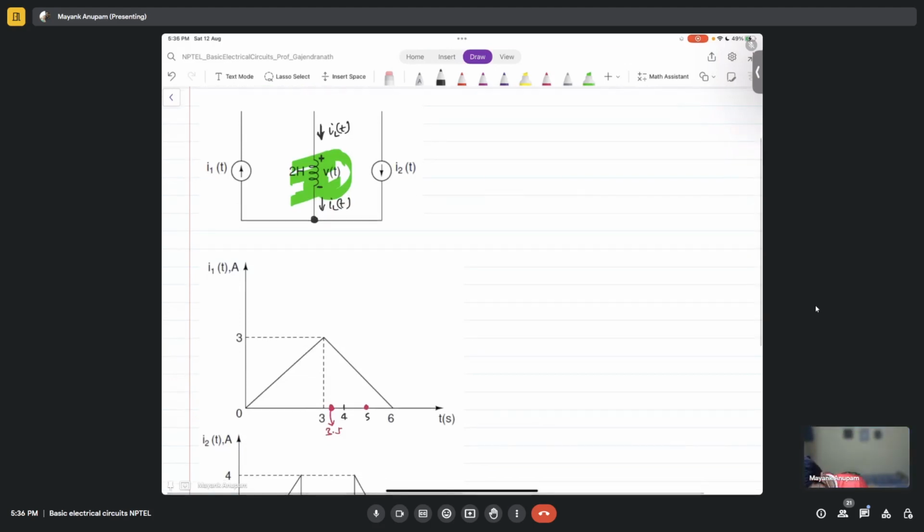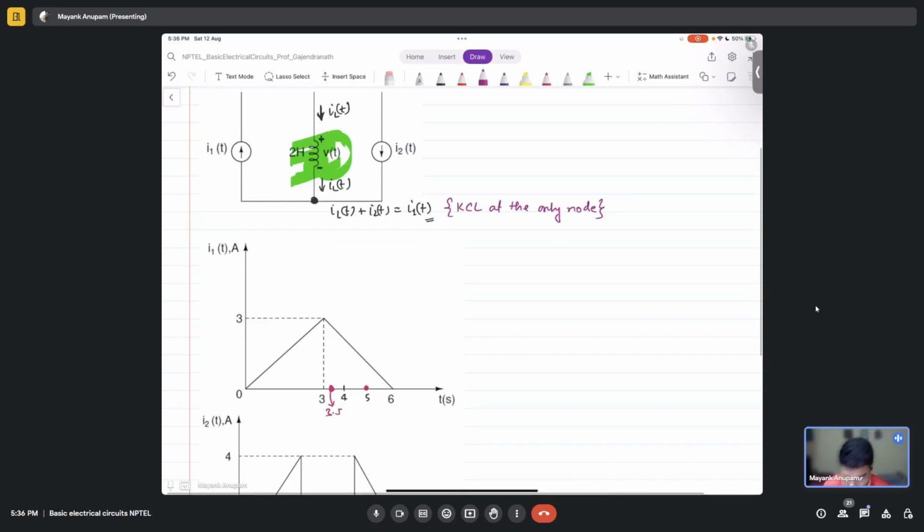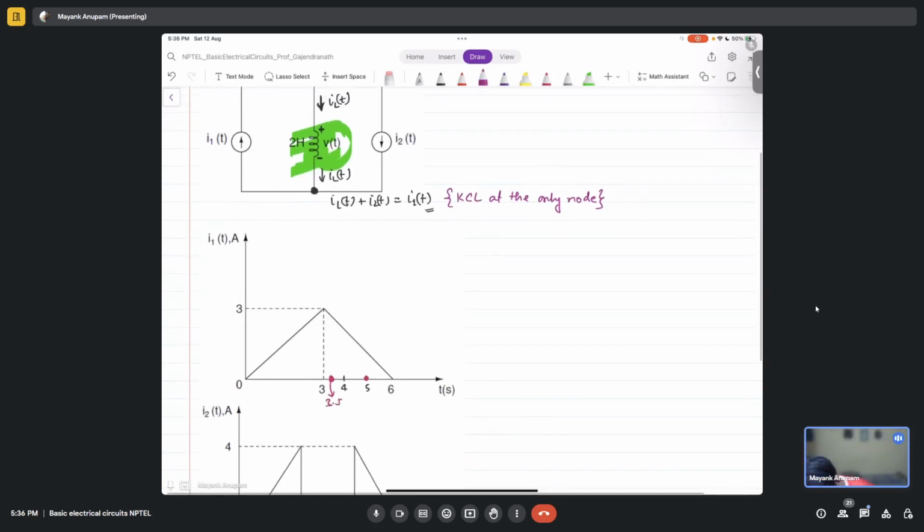Sir, I get IL of t plus I2 of t is equal to I1 of t. Anyone having any doubt in this equation? No, sir. Fine. KCL at the only node. This is done. So what will be IL in that case? I1 of t minus I2 of t.